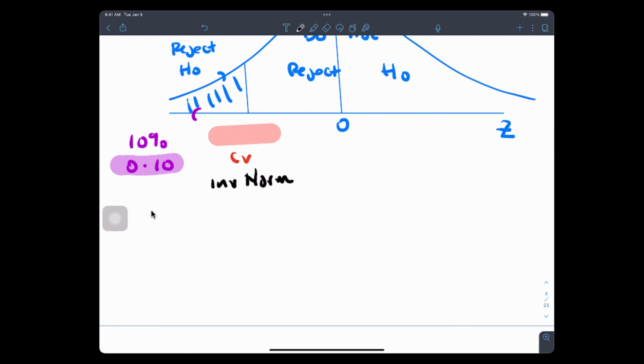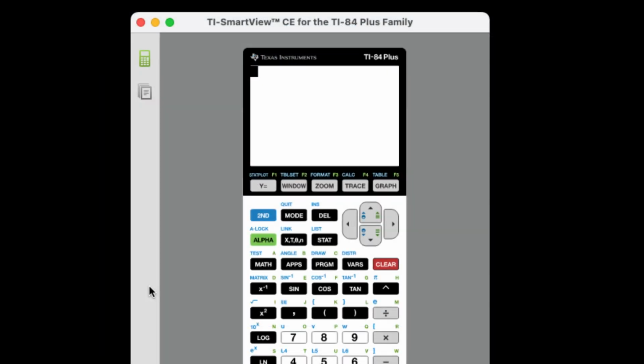Inverse norm. I'm going to leave this up here because I have a student in the earlier class who says he has the old calculator and doesn't know how to use inverse norm. The default. Do you guys remember the default method? What's the default for inverse norm? It's area to the left of your critical value. Area to the left was the default.